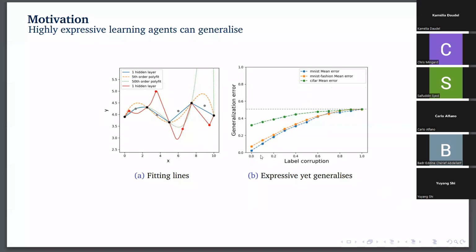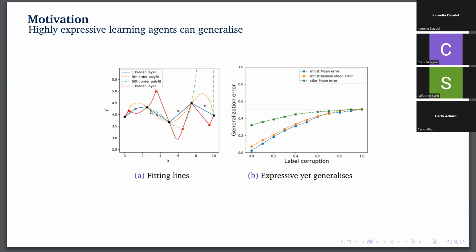So just to motivate the talk and the paper. If you're just doing simple mean square error regression, where the black points here are your training data, and the gray points here are some test data. The function is just like a sinusoidal function with some noise. You can see that a fifth order polynomial fitter does a reasonable job, because there are basically the same number of parameters as data points.